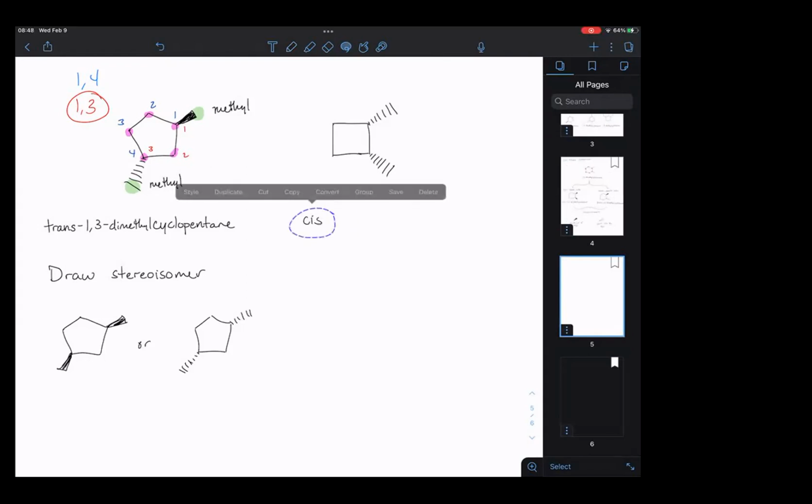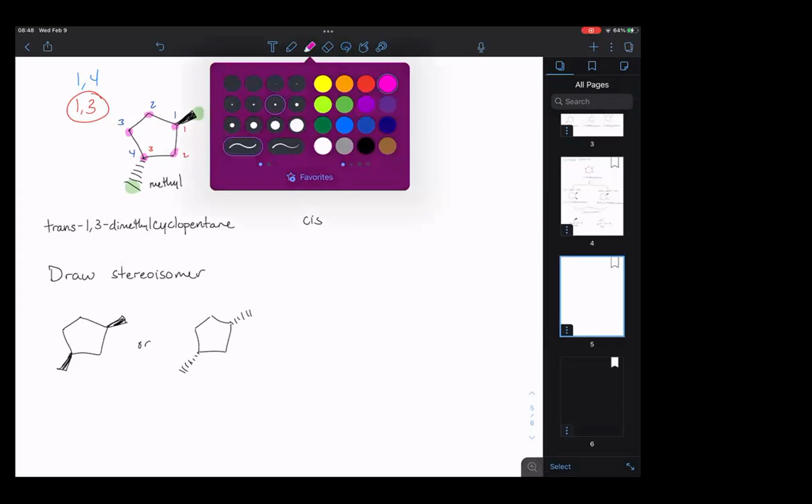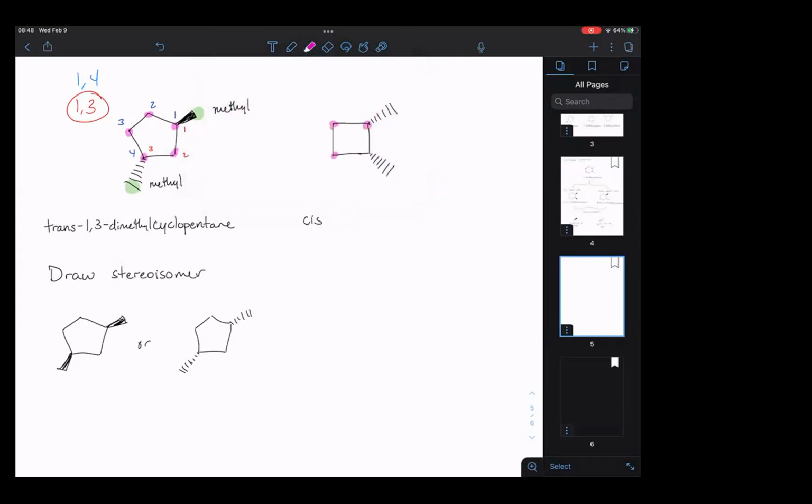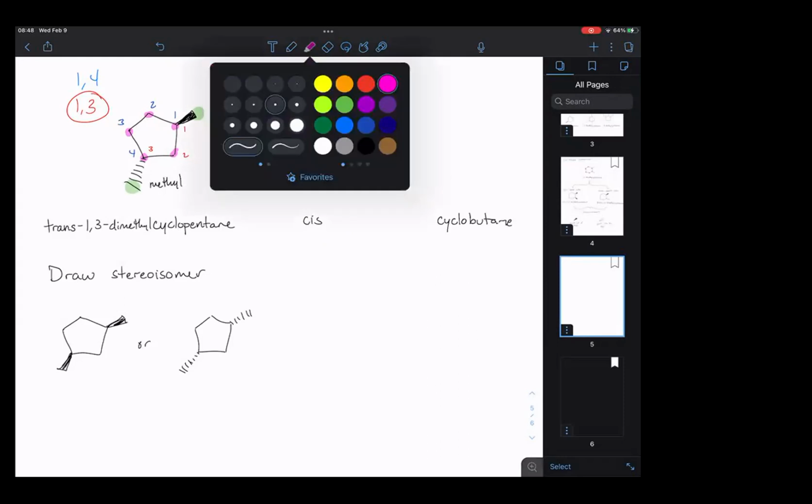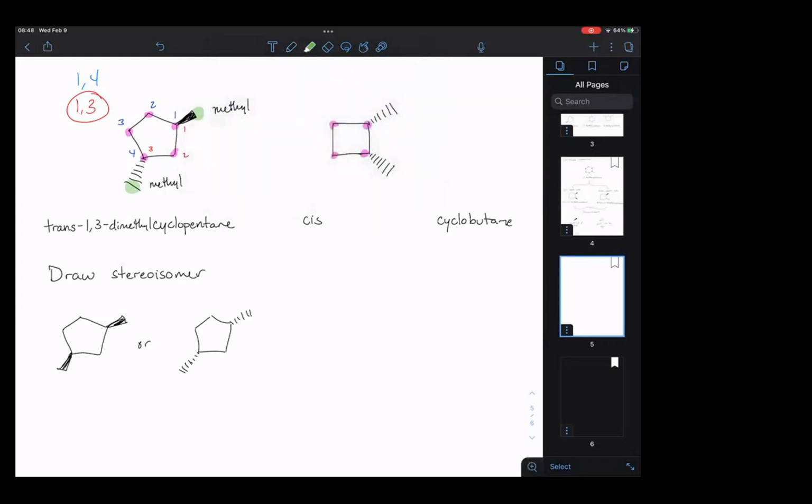All right, so if I go through the whole thing, I'm going to identify my parent chain as a cyclobutane. I have these 2 methyl groups as substituents, and they're located 1, 2 apart. So 1,2-dimethylcyclobutane.